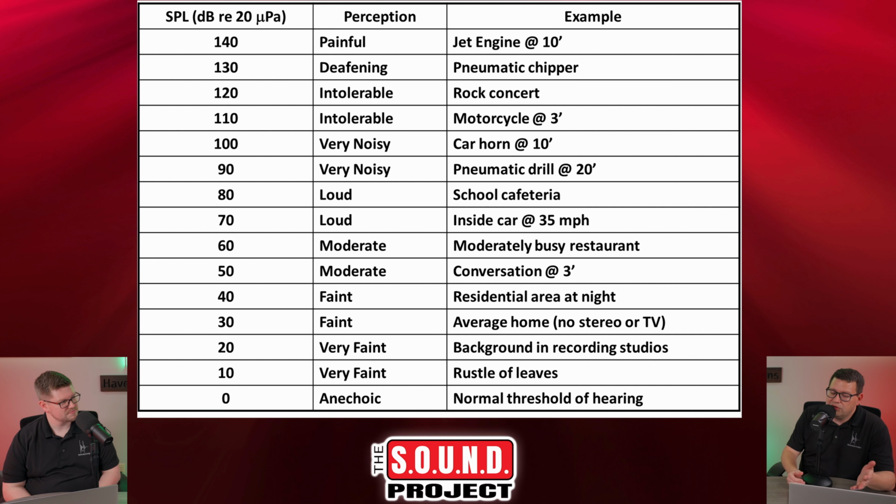But with this, it's always good to know what your source material is that you're trying to block with isolation, because if you're just trying to block a conversation from 3 feet away, it's only 50 decibels, so you don't have to do a whole lot to block that with the partition. However, if it's a rock concert, like there's a performance space right on the other side of your wall, you've got to do a lot more for that.